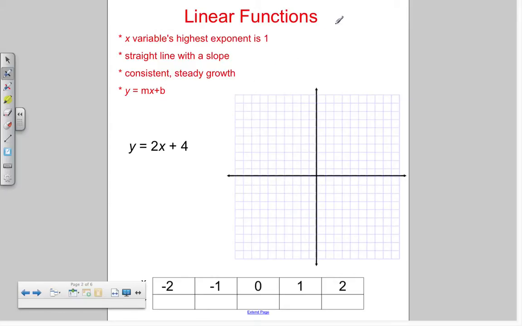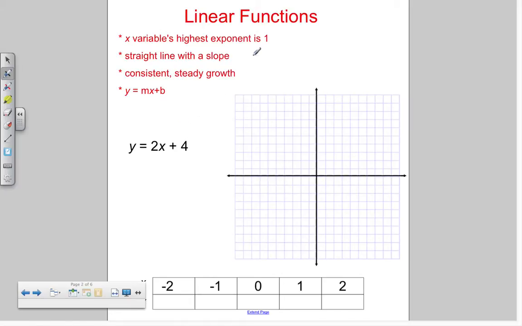So, linear functions. We talked about this in the last unit, but it's good to keep them together as a family because you're going to need to be able to identify which one's which. So, in a linear function, the x variable's highest exponent is 1. Remember that the exponent on the x is a 1. It's not written, you'll never see it written, but it's a 1, and it's important to know that because you're going to have some instances where they're not 1.